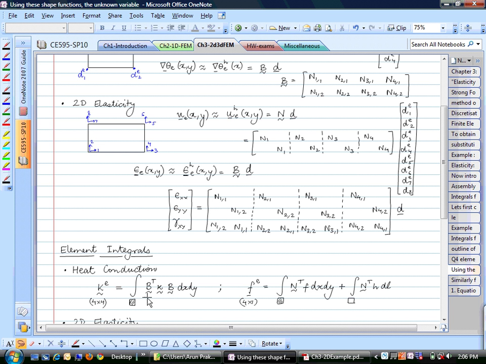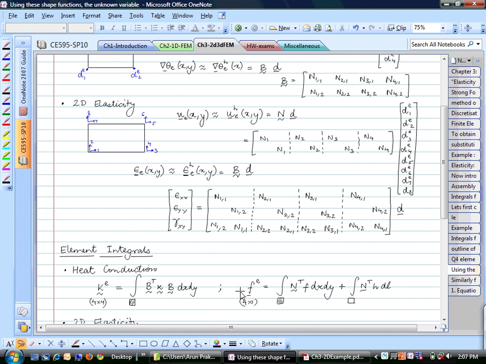But the difference from the triangular case is that this is not constant. Since this is not constant, you cannot pull it out of your integral. You would have to do, in general, all these integrals numerically.